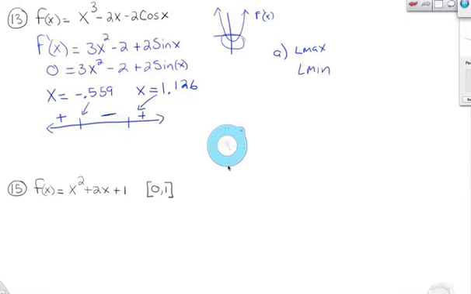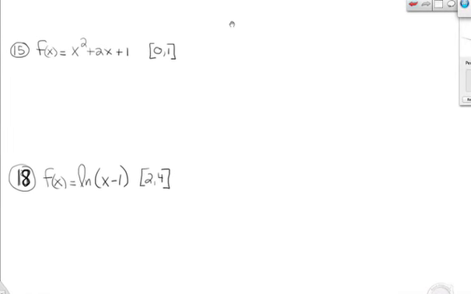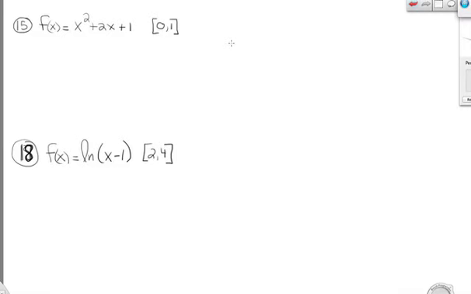All right, we'll go ahead and do number 15. And this is the beginning of a new section. It says, show the function satisfies the hypothesis of the mean value theorem on the given interval. So what that means is the hypothesis of the mean value theorem. Let's read the mean value theorem real quick.